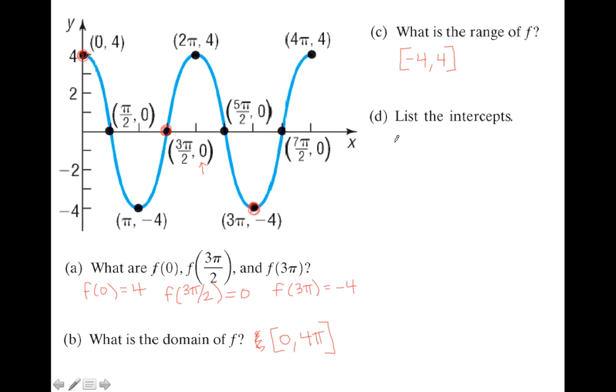All right, part D, list the intercepts. This means where the graph crosses the axis. So we'll start with the x-intercepts. That means where the graph crosses the x-axis. So there are a bunch of those. Here, here, here, and here. So pi over 2, 0, 3 pi over 2, 0. It's anywhere there's a y value of 0. 5 pi over 2, 0. And then the last one is 7 pi over 2, 0.